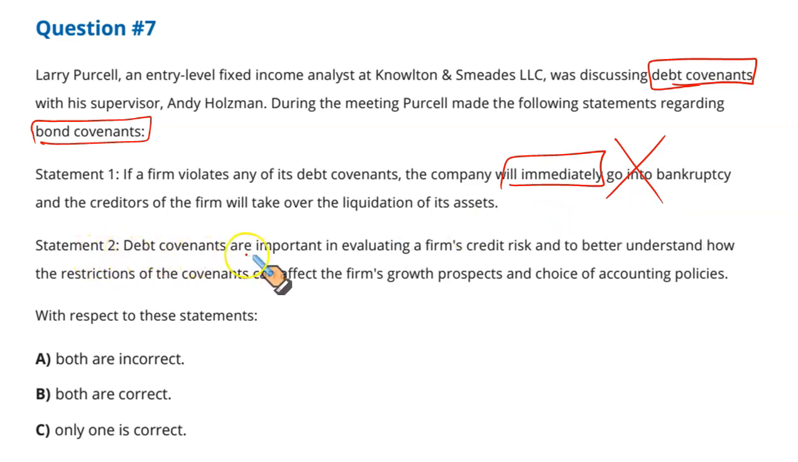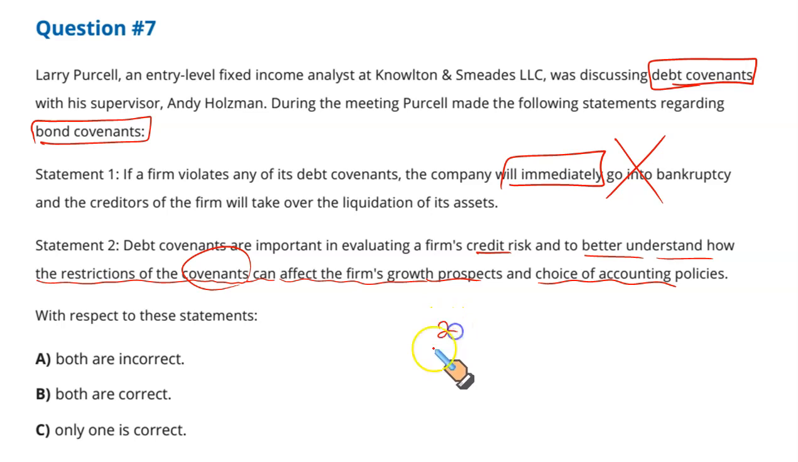Statement 2. Debt covenants are important in evaluating a firm's credit risk. Yes. And to better understand how the restrictions put by these covenants can affect the firm's growth prospects and choice of accounting policies. Yes. When the restrictions, like for example, in a debt covenant or bond covenant, restriction could be put that the company's current ratio will not fall below 2:1, or company will not pay more than 10% dividend to the common stockholders.